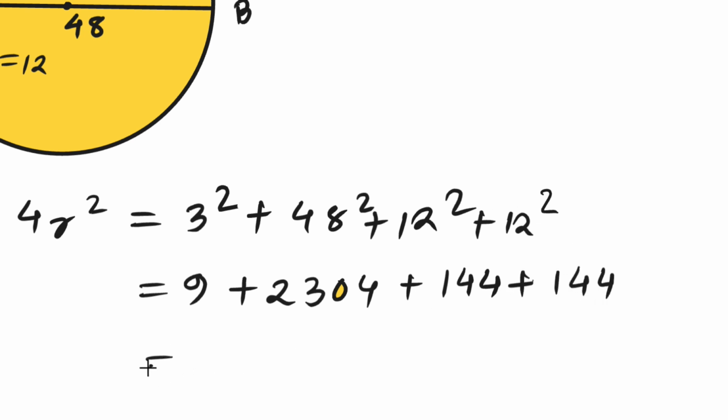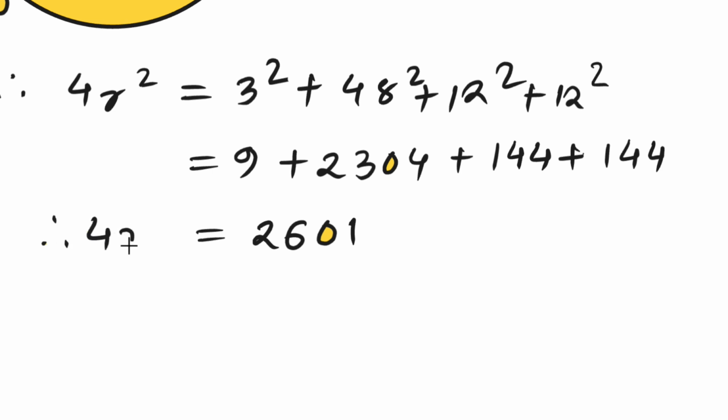Now, add them together carefully. 9 plus 2,304 plus 144 plus 144 equals 2,601. So we get 4 multiplied by the radius squared equals 2,601.